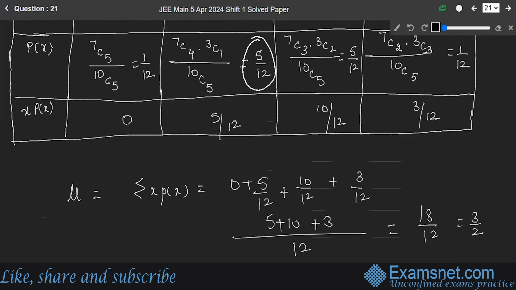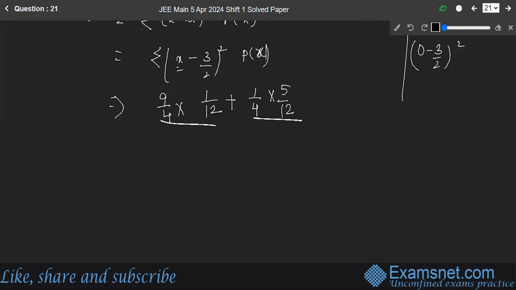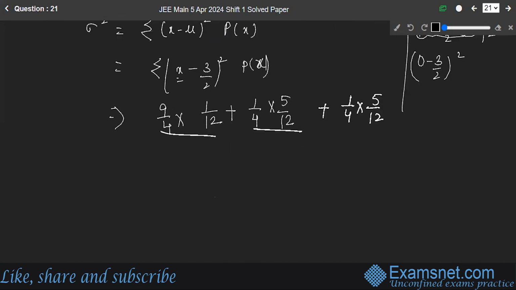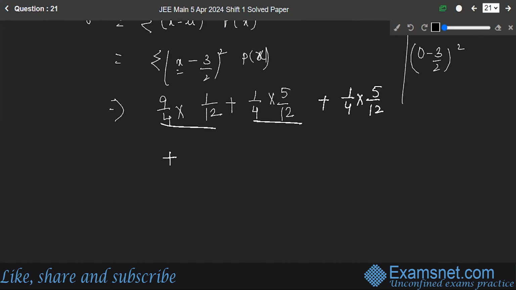Correct? And this was for the second, and let's go for the third one. For the third one, you have x equal to 2. So 2 minus 3 by 2 gives you 1 by 2. 1 by 2 square, again 1 by 4 into 5 by 12, because here the px was 5 by 12. Plus the last one. This is when x is equal to 3. So 3 minus 3 by 2 gives me 3 by 2, so that's 9 by 4 again, and the px was 1 by 12.